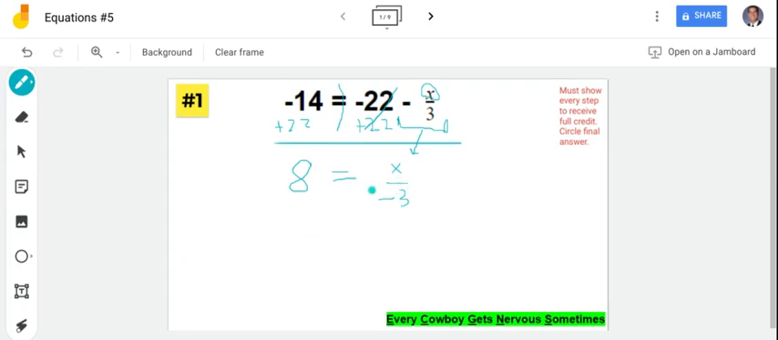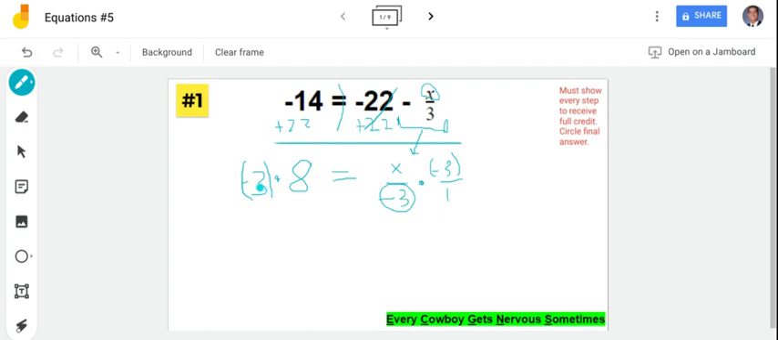Fifth and final step is to solve. So how am I going to undo this division? I would need to multiply, right? Multiply by this number in the denominator, which is not 3, but negative 3. So I multiply the right side by negative 3, or negative 3 over 1, and I multiply the left side by negative 3, or negative 3 over 1.